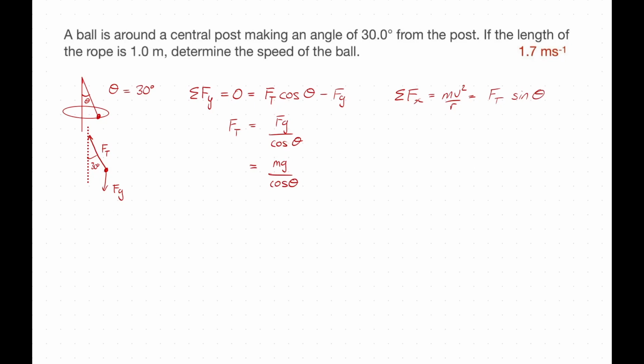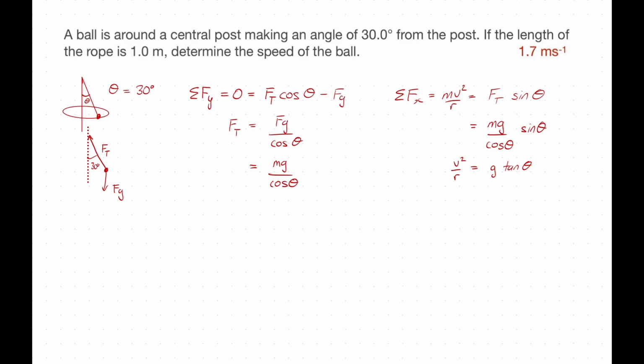But I have a value now for Ft, don't I? Ft is equal to mg on cos theta. So I can substitute that in. So I'm going to get mg on cos theta sine theta. Sine theta on cos theta is tan. So I'm going to get mg tan theta, but the problem is I've also got an m on both sides, so the m's cancel and disappear. We get v squared on r is then going to be equal to g tan theta.